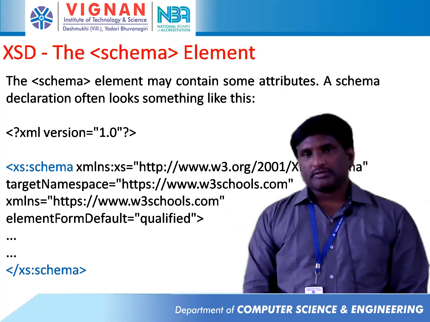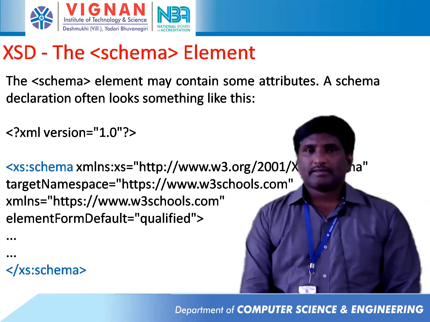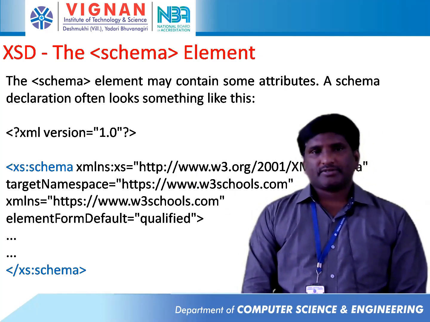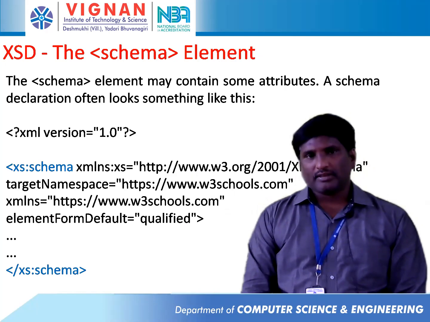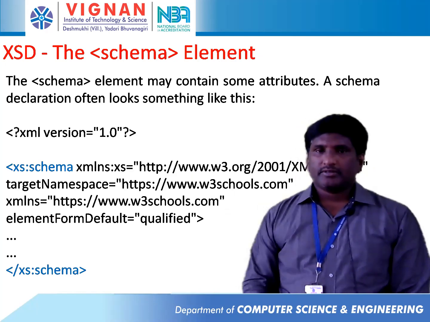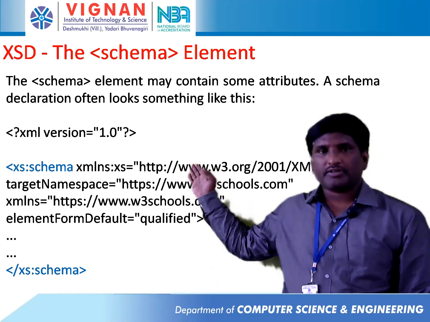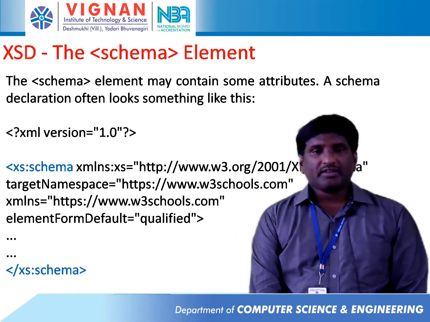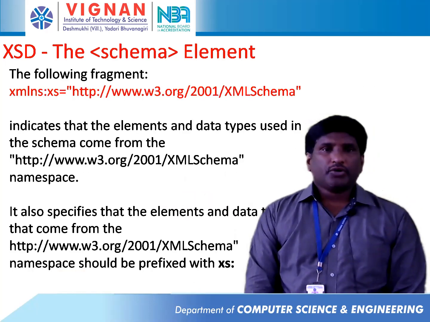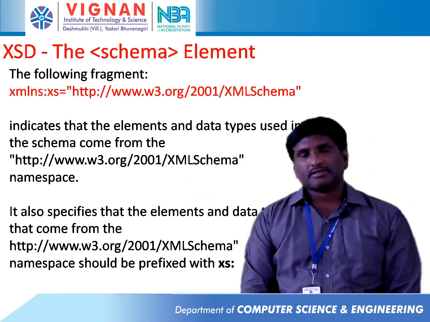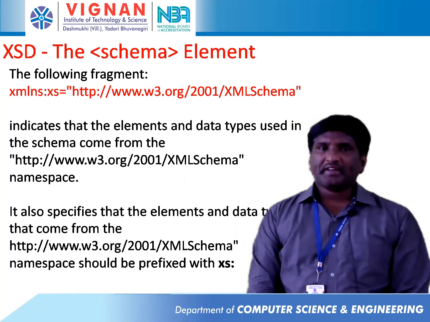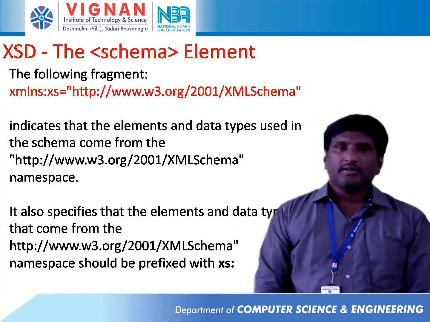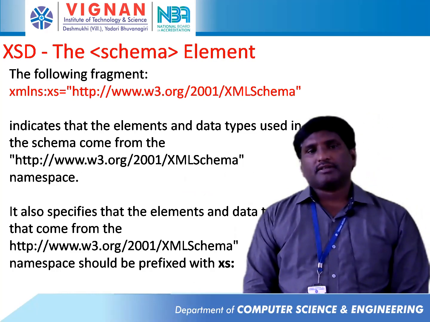The declaration often looks something like this: a schema, XML schema, xs:schema. What attributes does it have? xmlns:xs. These are the attributes for the XML schema. Then, see the following fragment, xmlns:xs, which indicates that the elements and data types used in the schema come from the corresponding namespace.